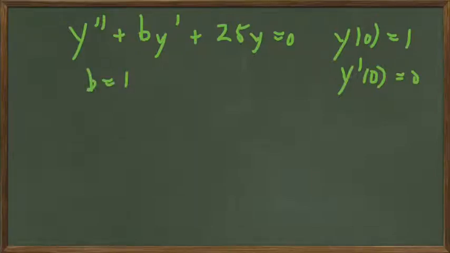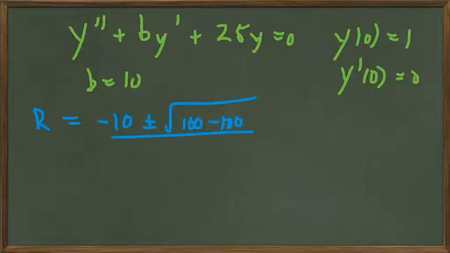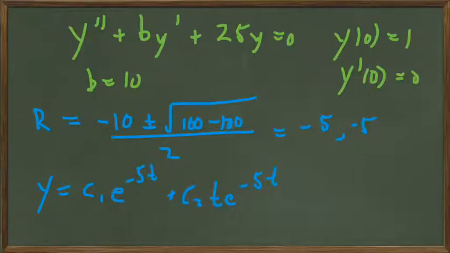And if we let b equal 10, then the characteristic equation is r squared plus 10r plus 25 equals 0, or minus 10 plus or minus square root of 100 minus 100. So critically damped is when b squared minus 4ac equals 0. So the root is minus 5 repeated, and the solution is c1 e to the minus 5t plus c2 t e to the minus 5t.